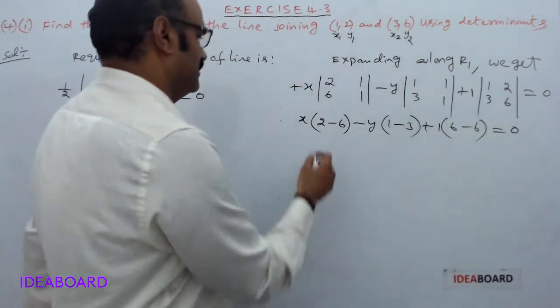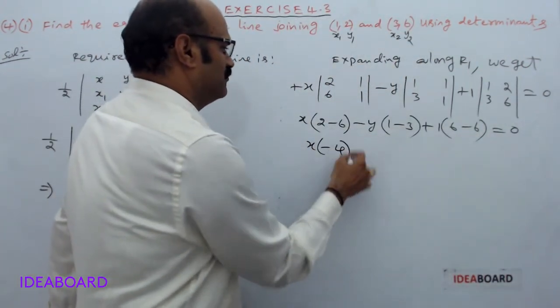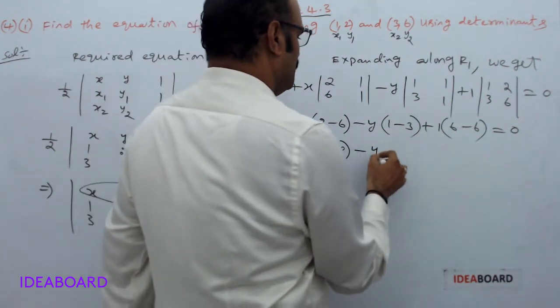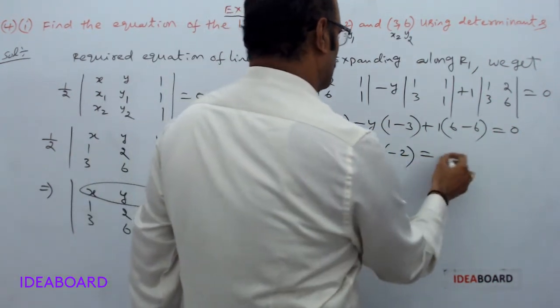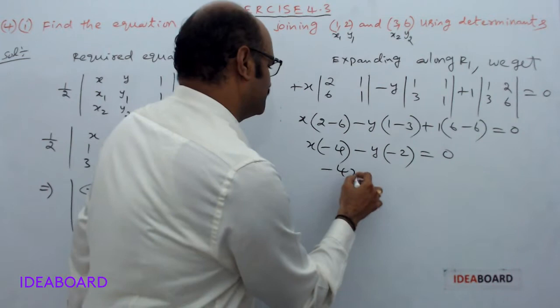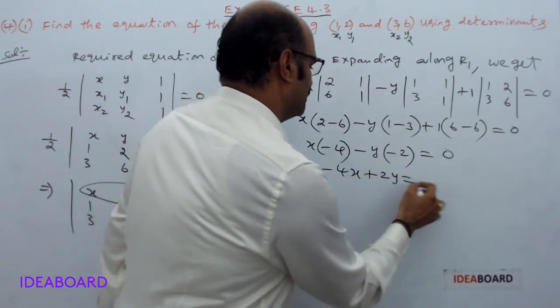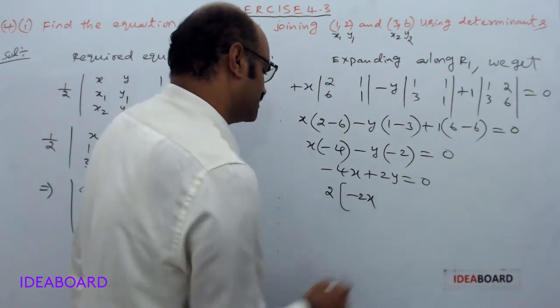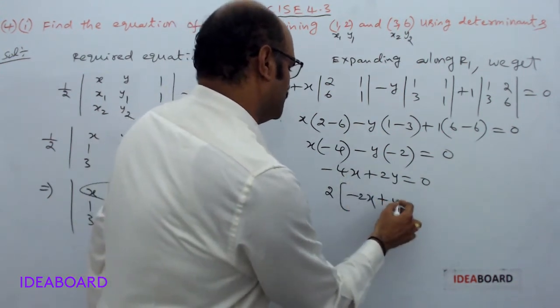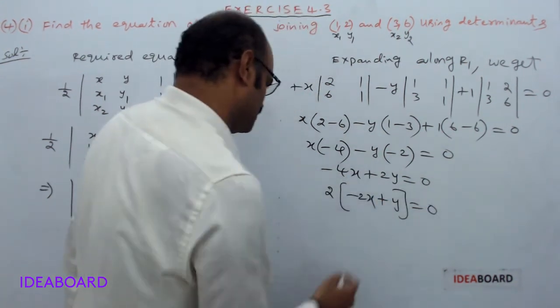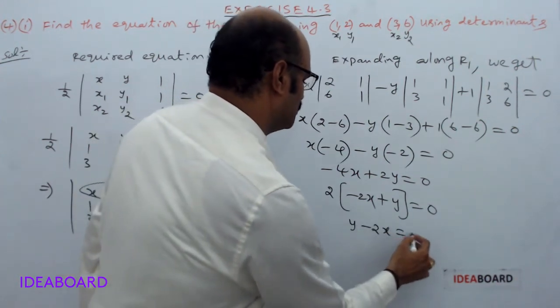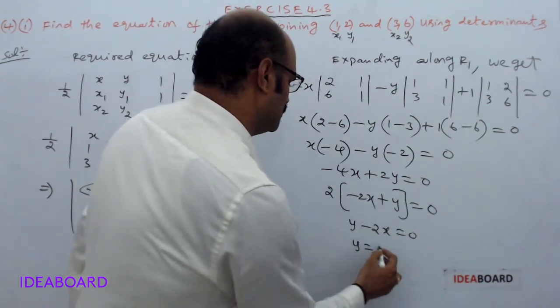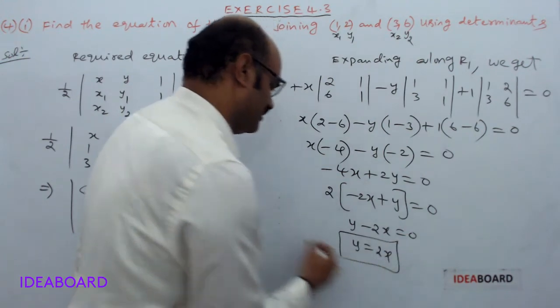Then here we are getting x into minus 4 minus y into minus 2 equal to 0. So it implies minus 4x plus 2y equal to 0. So take 2 common here: minus 2x plus y equal to 0. So y minus 2x equal to 0, so y equal to 2x. This is the required line equation.